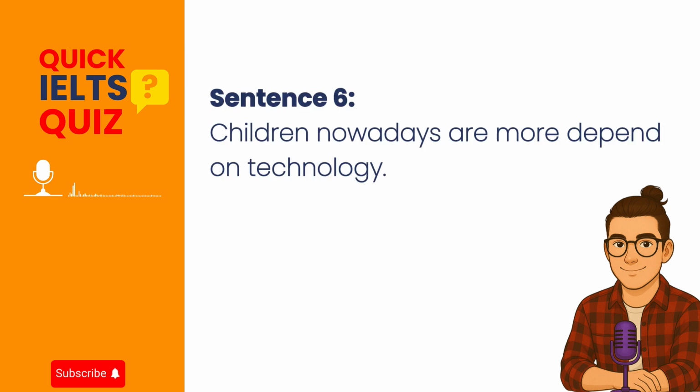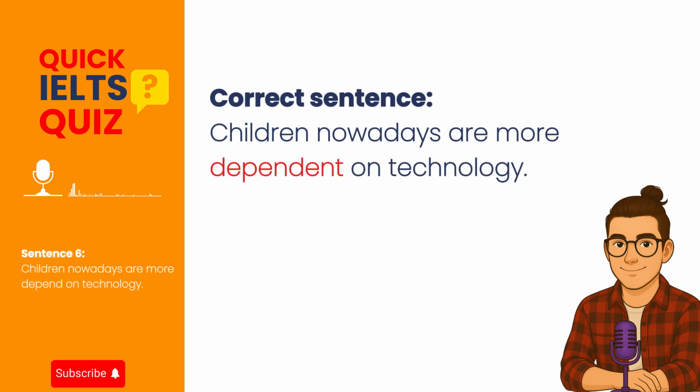Sentence 6. Children nowadays are more dependent on technology. You have 5 seconds. Let's look at the mistake. The word depend is a verb, but here we need an adjective, something that describes the children. The correct adjective form is dependent. So instead of are more depend, the correct phrase is are more dependent. Here's the full correct sentence. Children nowadays are more dependent on technology.